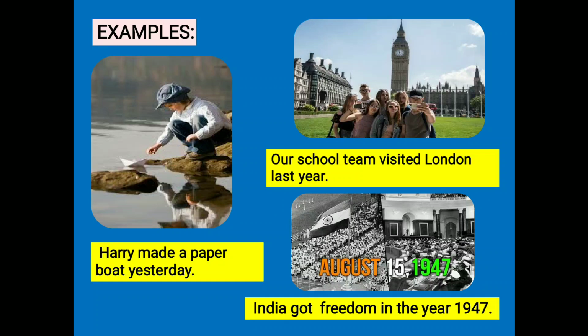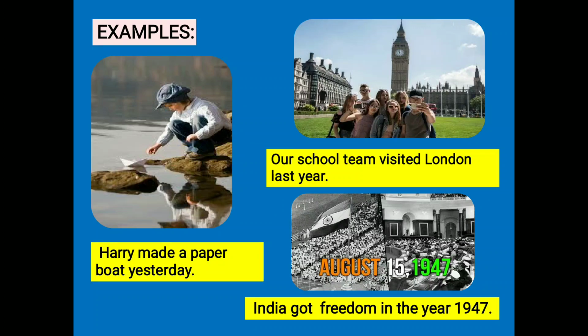What is the action? India got freedom. Okay, India got freedom. Get is the base form of the verb and got is the second form or the past form of the verb. So in this sentence also we are using past tense. I suppose your idea is clear regarding past tense or past indefinite form.